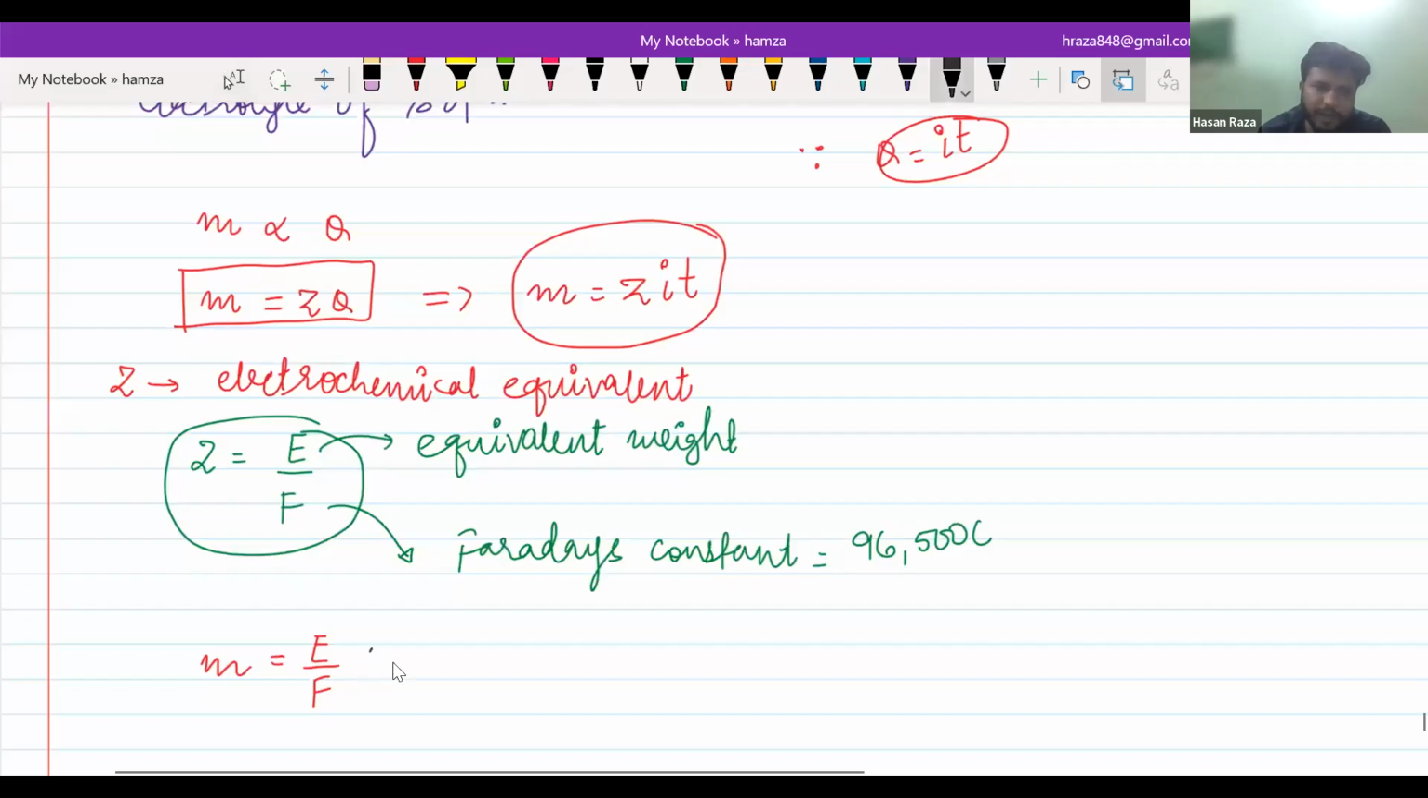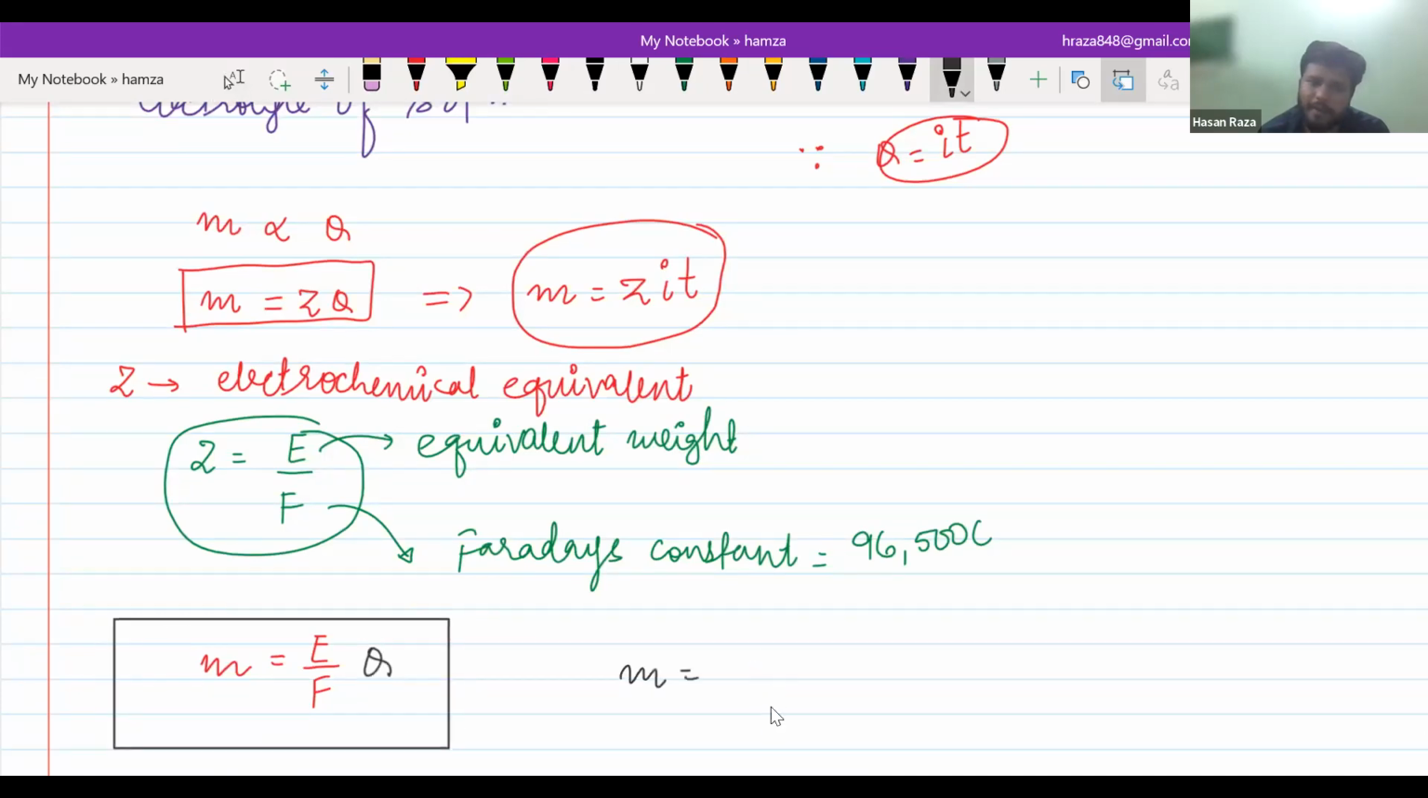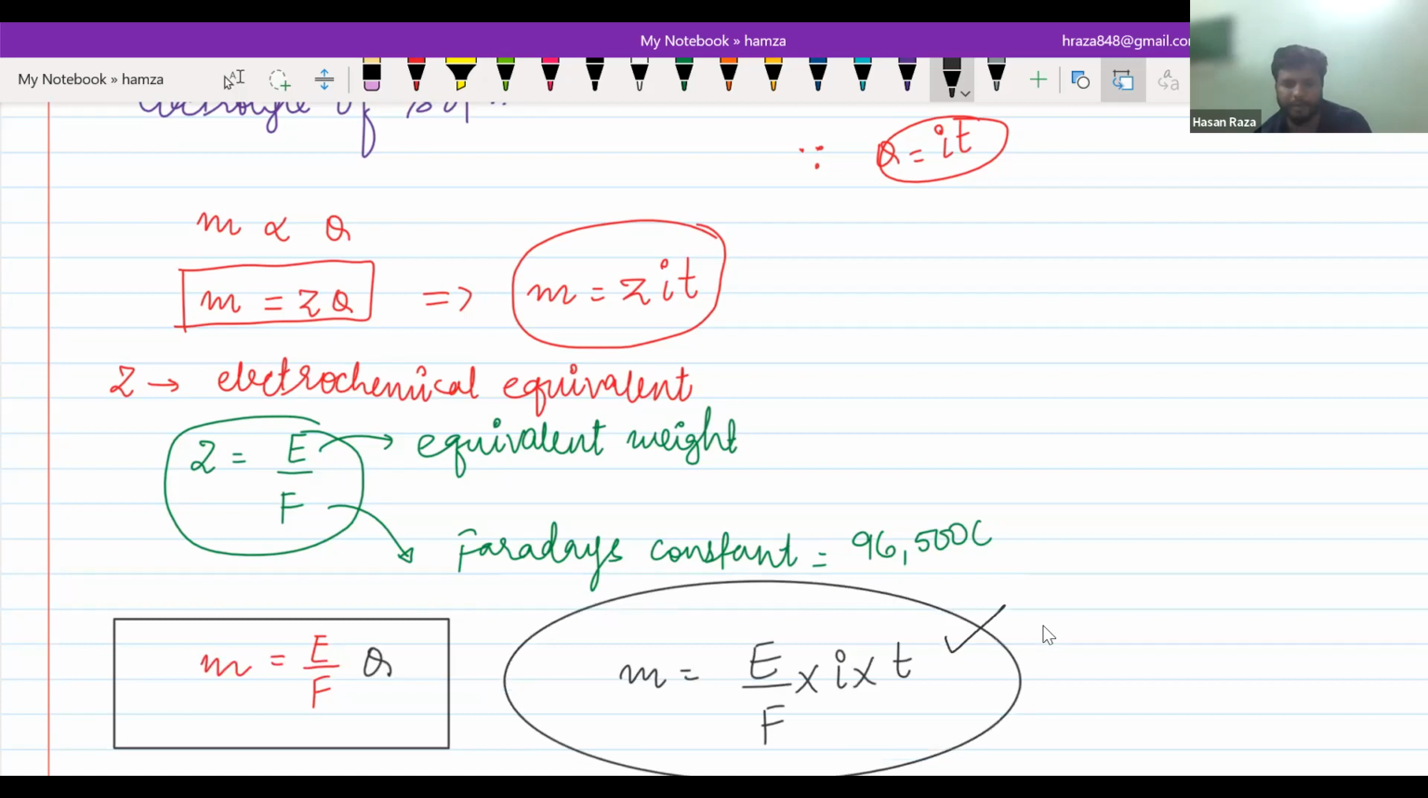Again, we can write this formula according to the situation. We can also write M is equal to E by F into I into T. I is equivalent weight. We know how to calculate equivalent weight. So please write it. Equivalent weight has a formula: molar mass upon X. X is valence factor. Please write all this and let me know.